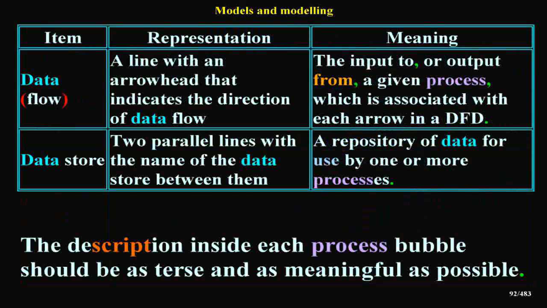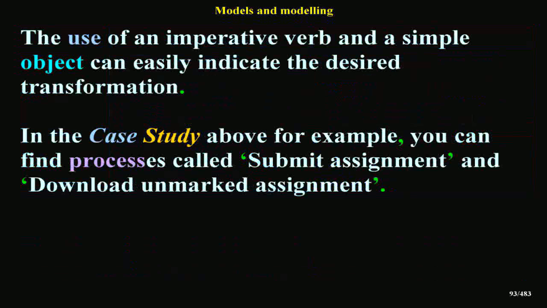The description inside each process bubble should be as terse and as meaningful as possible. The use of an imperative verb and a simple object can easily indicate the desired transformation. In the case study above, for example, you can find processes called submit assignment and download unmarked assignment.